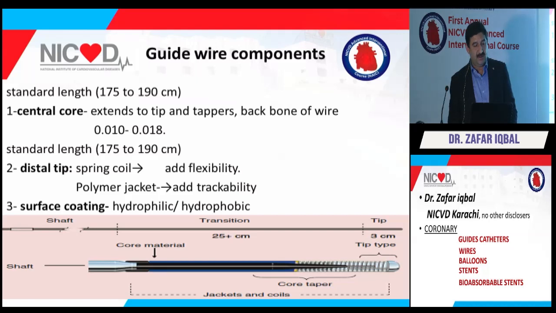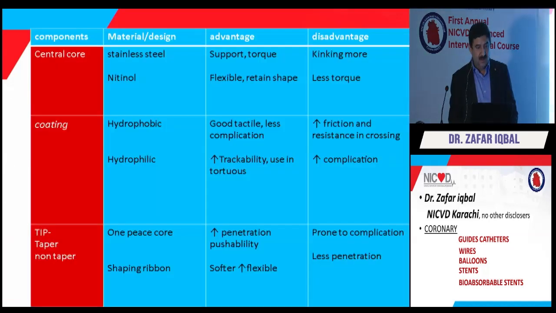The design depends upon its central core, distal tip, and surface coating. The standard length is 175 to 190 centimeters, that is the usable length. The central core is of two materials basically that we use for the formation of a guide wire, that is stainless steel and nitinol. Stainless steel has more support and torque, but it has more kinking problems. And nitinol is flexible and retains shape, but it has less torque.